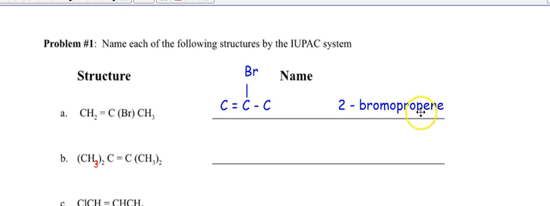Why did I not put a number in front of the propene? Like, why isn't it 2-bromo-1-propene? Because remember what I had said earlier, that ethene and propene do not need numbers. It has to be on the one. There's no other way to do it. All right. So what about this next one?